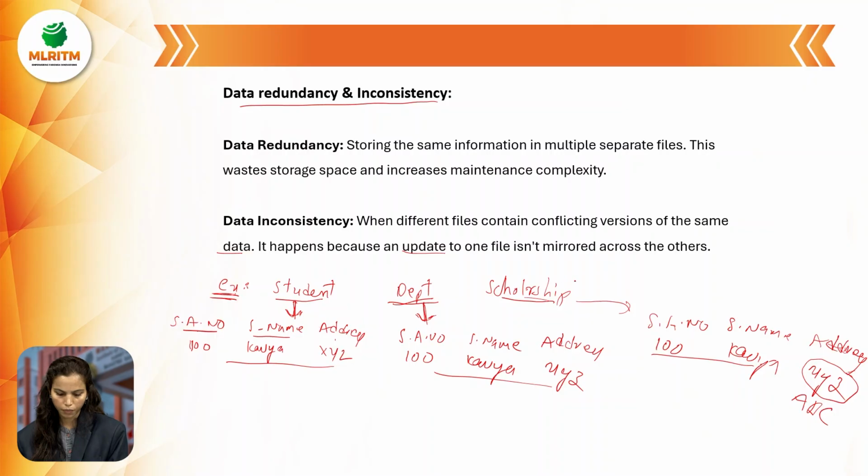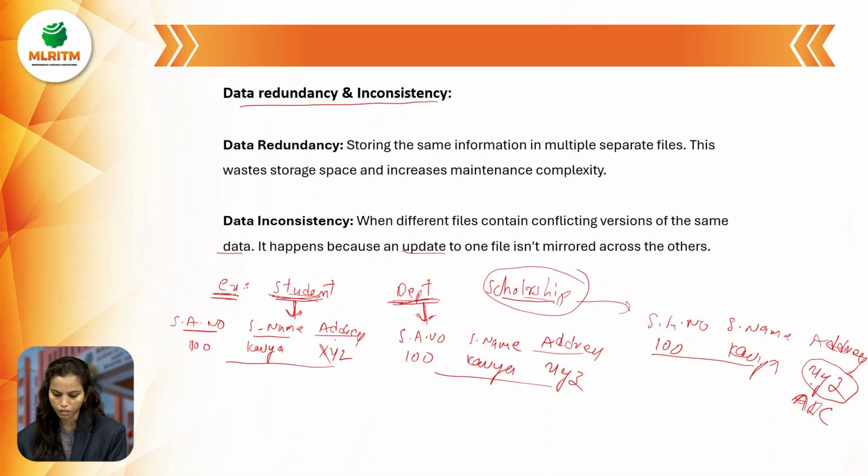Only the scholarship department would change the address from XYZ to ABC, but in the remaining files, the student file and department files, there is no update in the address field. So an inconsistency occurred.